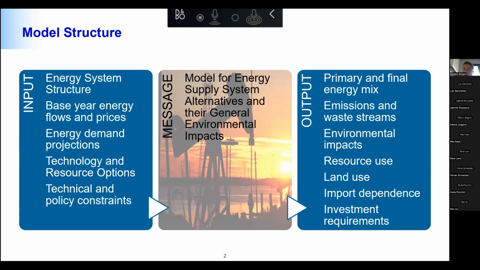These can be environmental or thermal emissions and waste streams, the environmental impacts, the resource use, the land use required for extracting the energy resources, including the biomass, the import dependence, whether the energy system will contribute to energy security of regions or countries, and the investment requirements which are required for the development of the energy system.